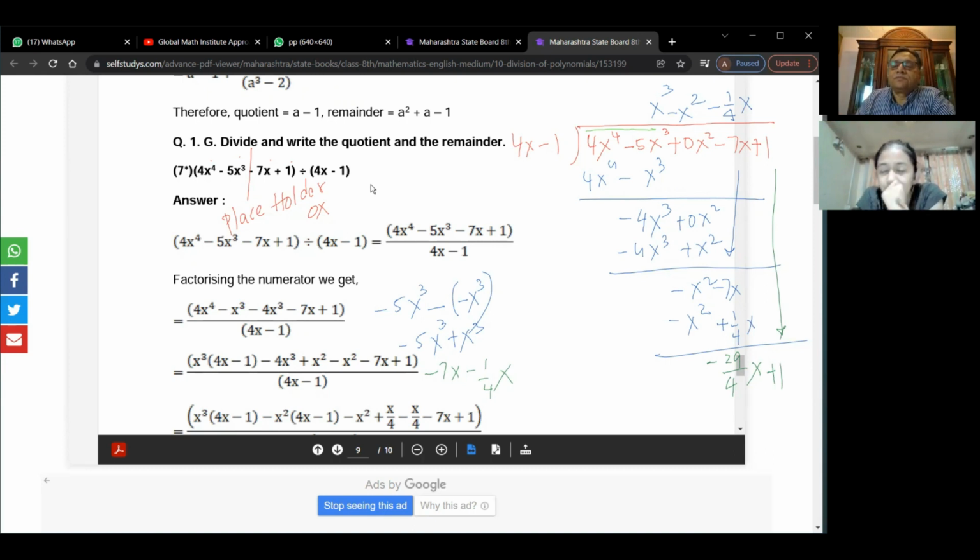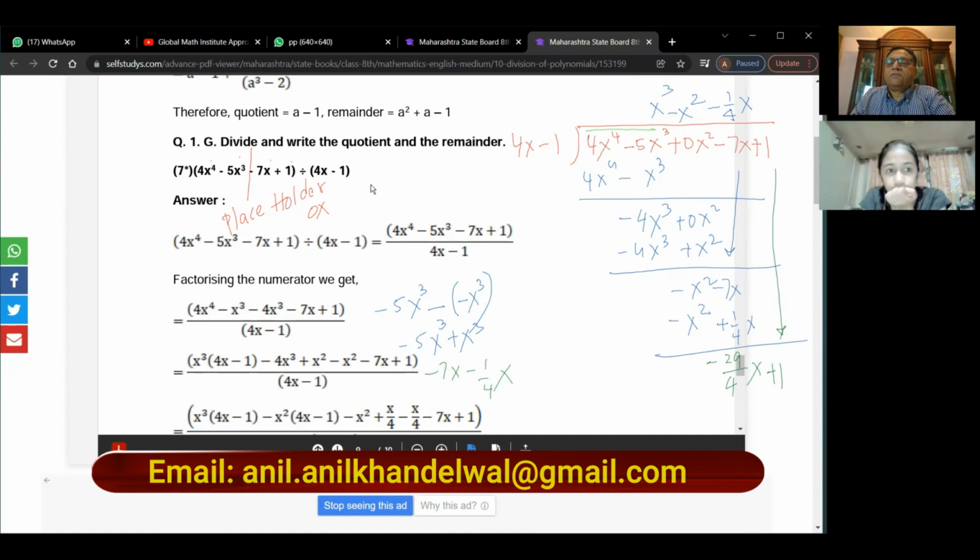X cube minus x square. No, we have to go minus one more time because 4x is there, and here we have minus 29 over 4x. So we will multiply that number by what? So obviously we have minus 29 over, because we need 4 in the denominator, 16. Do you see that? Very tricky.